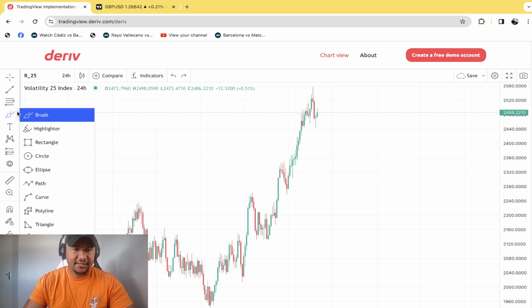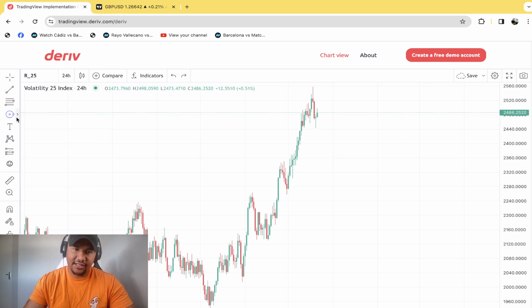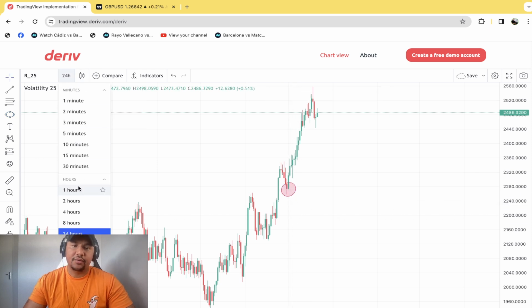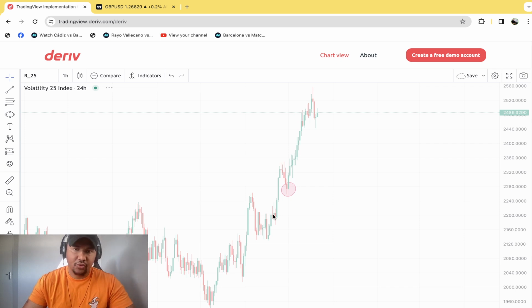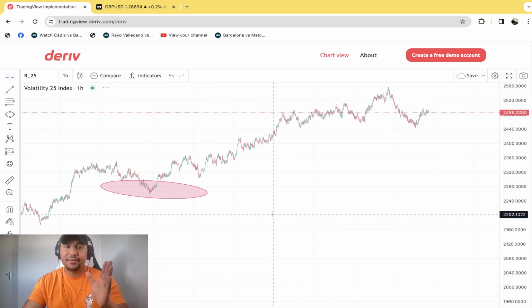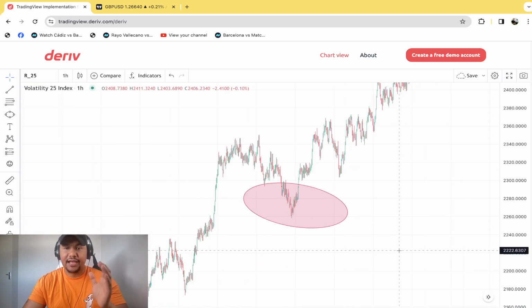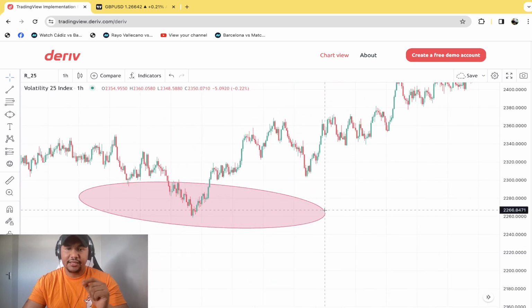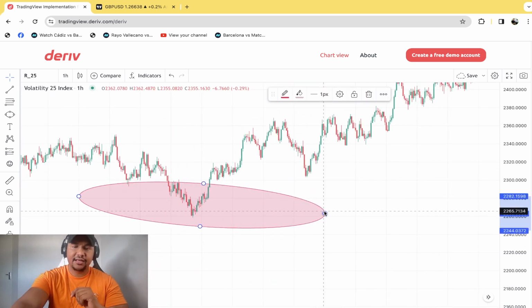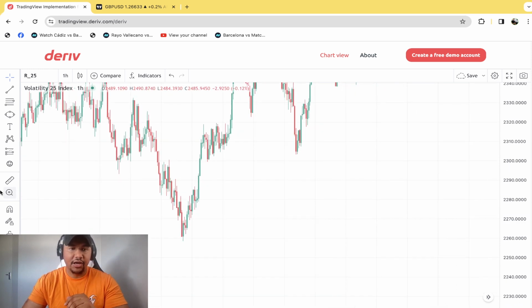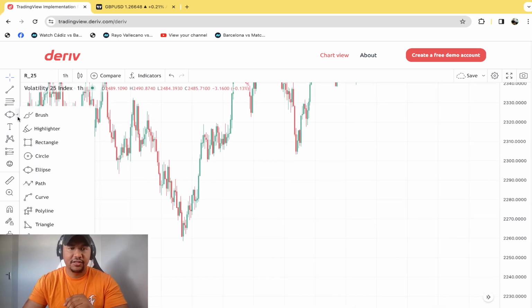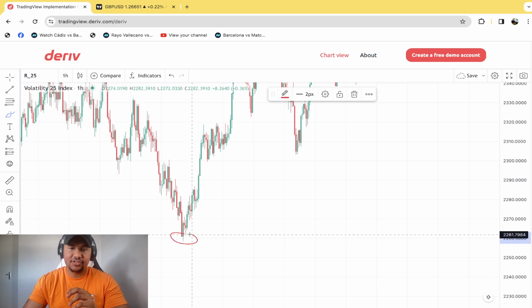So I want to mark this area over here so that when I drop down to the 1 hour, I can show you exactly what it is that I'm talking about. Remember, that was a break and retest. Now we go to the 1 hour, and here we can see this is exactly where the market came to test this previous level of resistance as support.